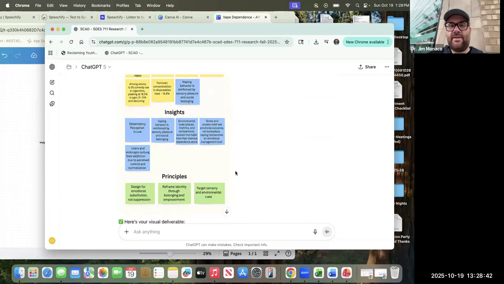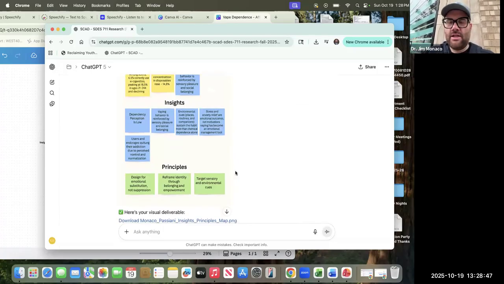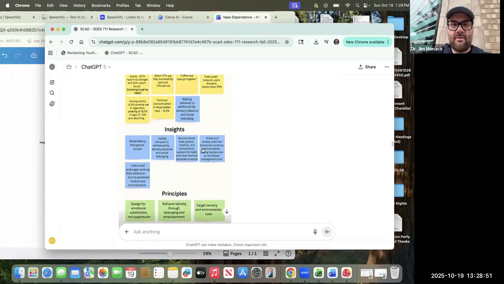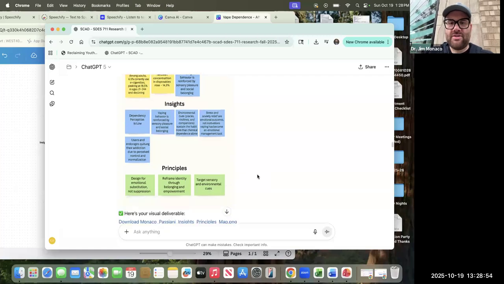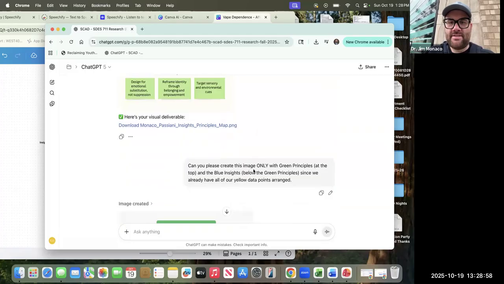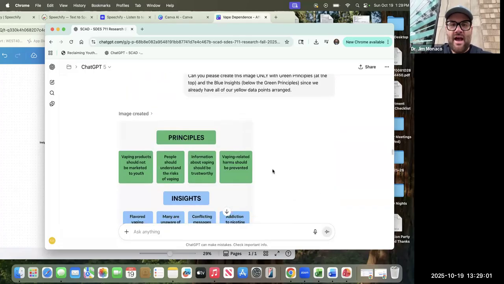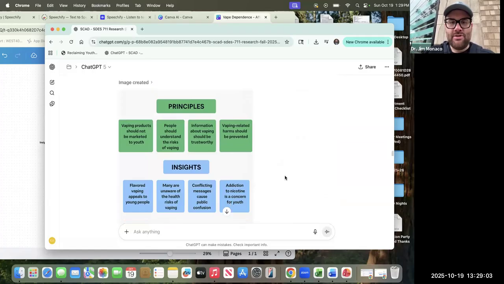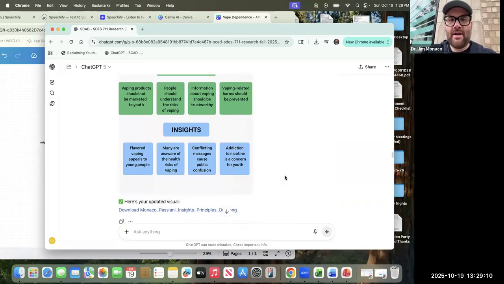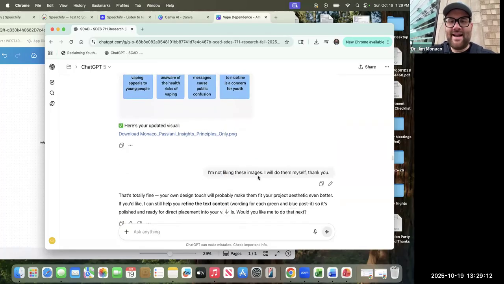I shared this with Lucas, and we thought that some of the things that we had actually were a little bit better. But we did use some of what it came up with. You'll see here that we kind of further went down. Can you please create this image only with green principles? And then it did that green to blue. And still kind of still not coming up with exactly what we wanted, but we're getting closer and closer. I said, I'm not liking these images, I'll do them myself, thanks.